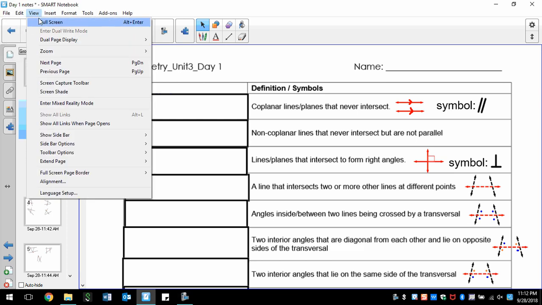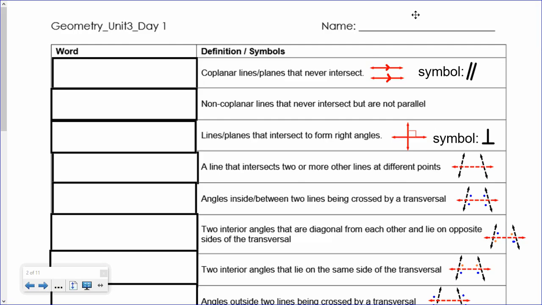Alright, lesson 1 for Unit 3 is going to be establishing our foundation for parallel lines and their relationships. So we're going to look at some definitions to set off our foundation for the unit. We're going to talk about different types of lines as well as different types of angles that you can have with these lines we're going to be talking about.